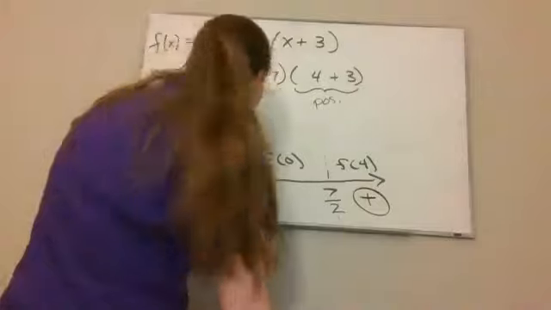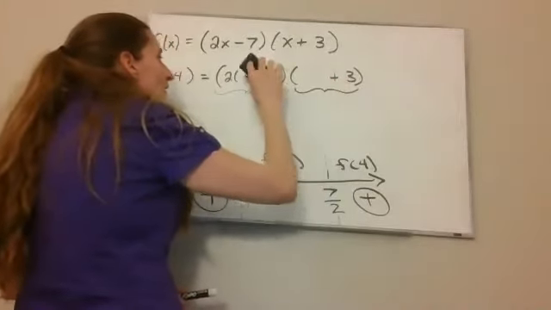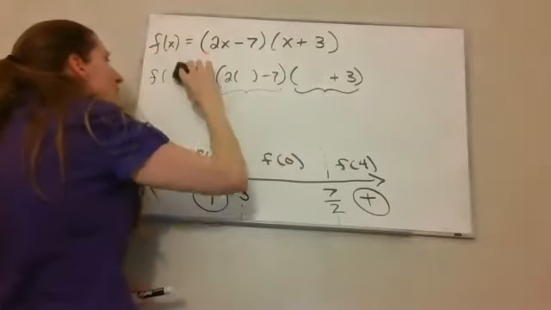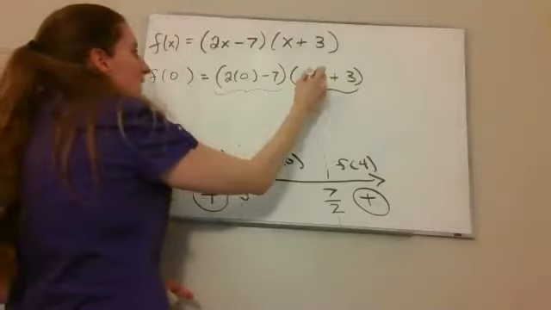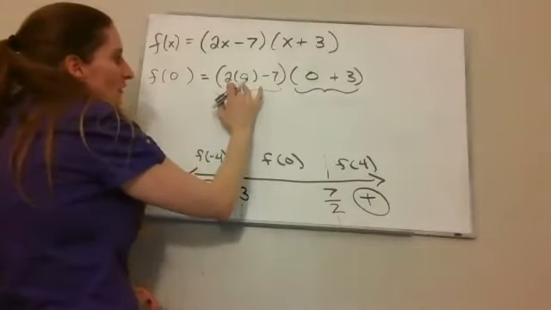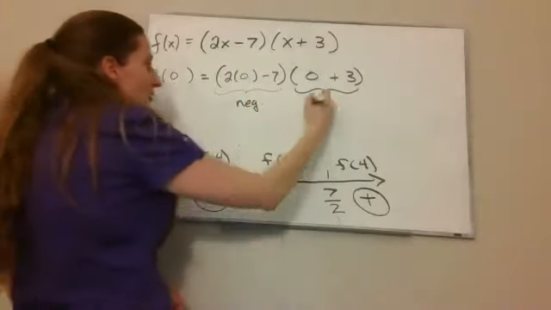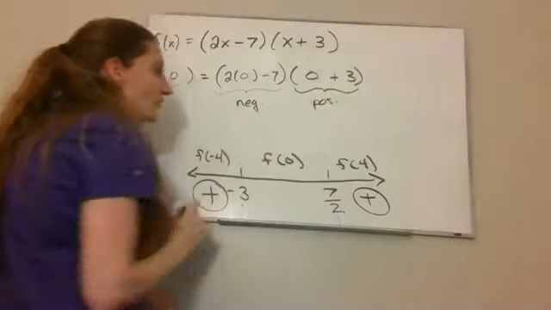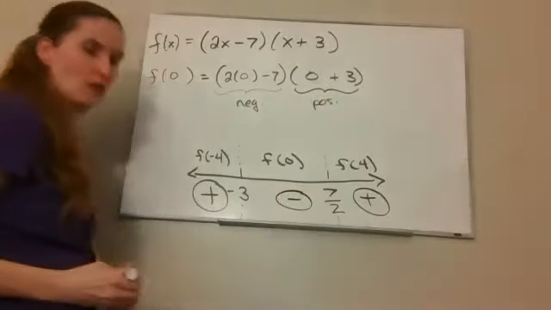Now let's see what happens if I plug in 0. So if I plug in 0 everywhere, 2 times 0 is 0, minus 7 is negative. 0 plus 3 is positive. Negative times positive is negative.